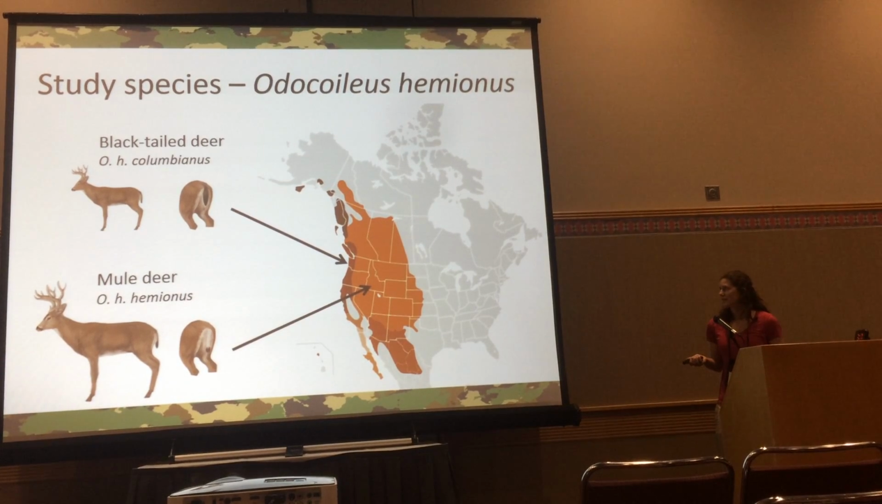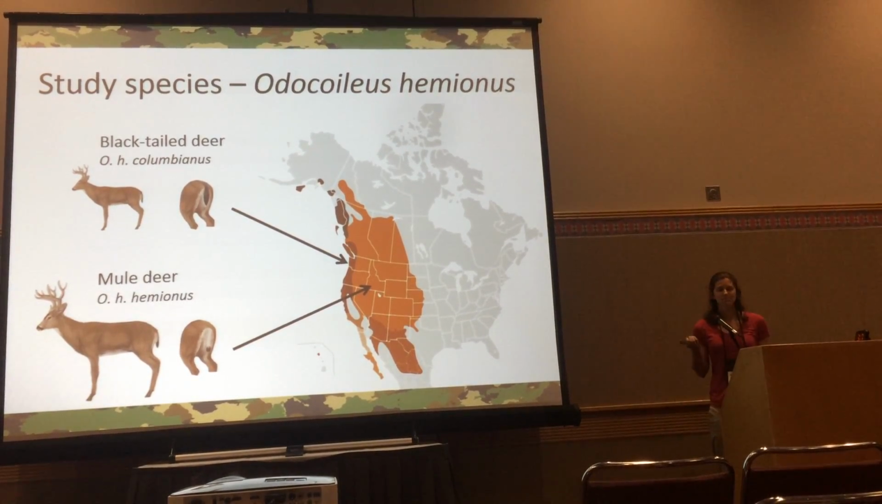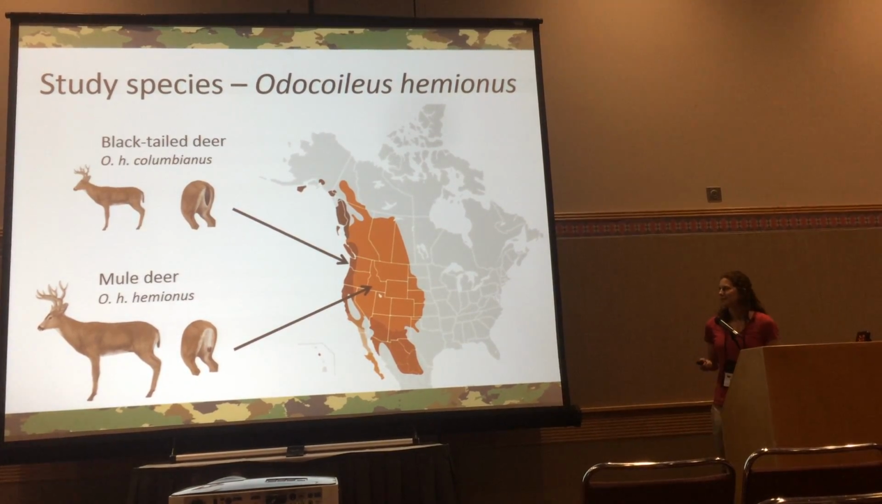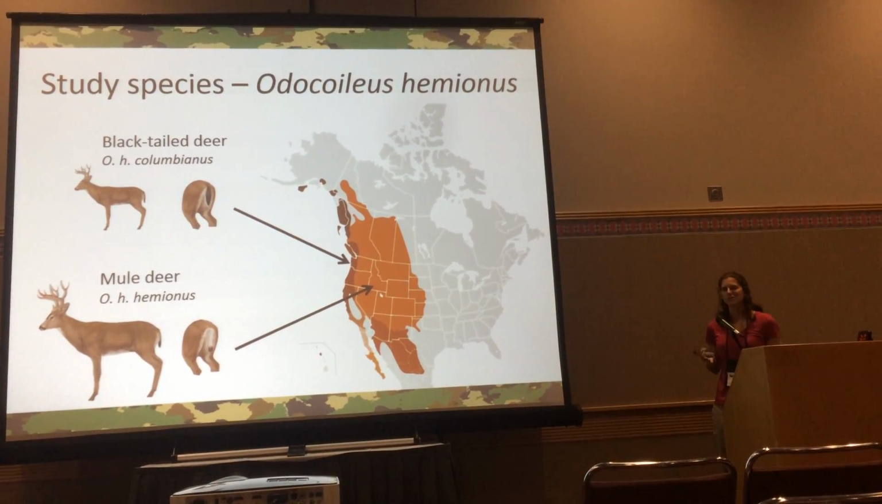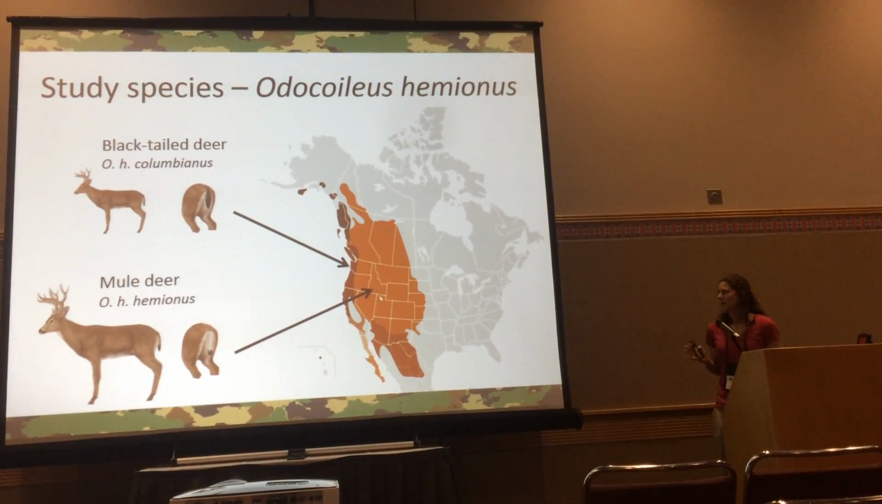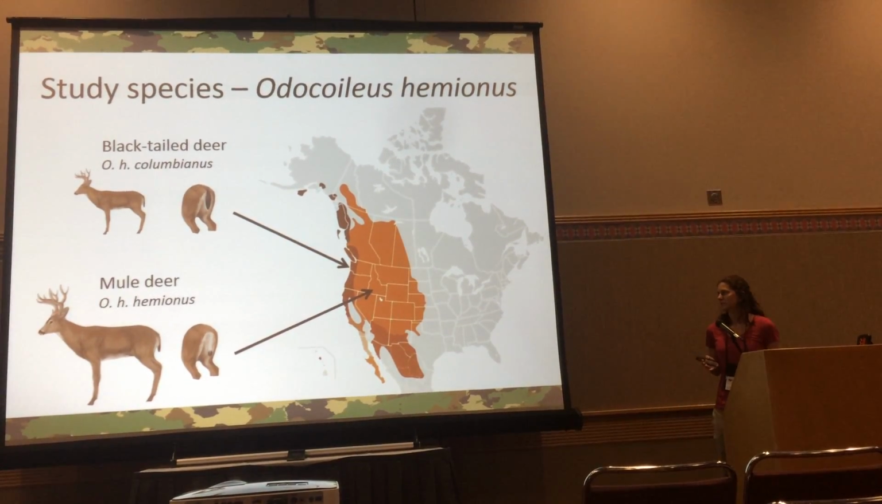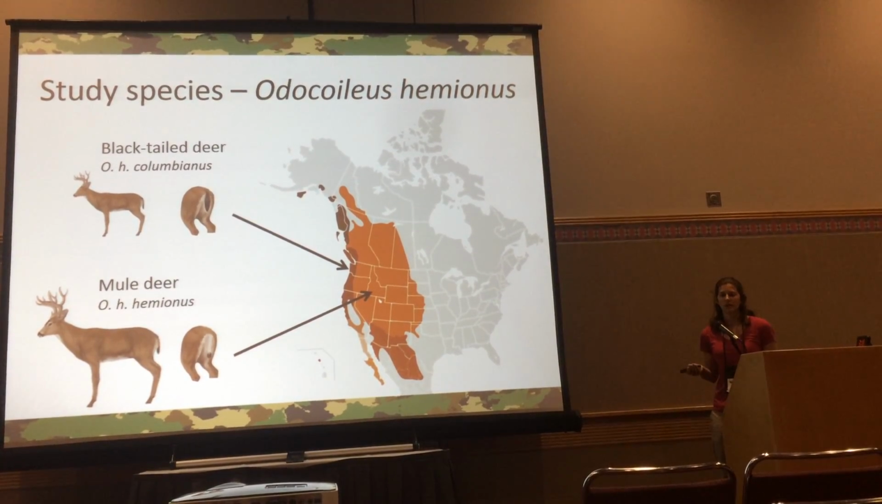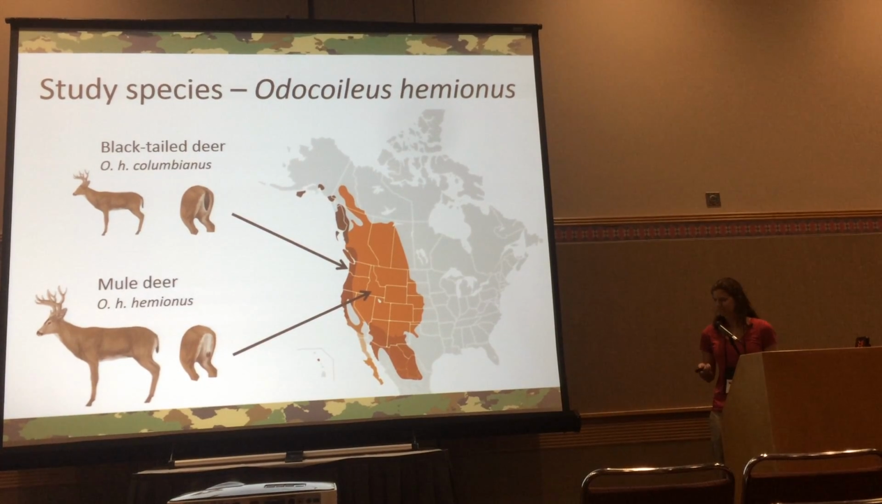And a little bit about these animals. Black-tailed deer have black tails. Mule deer do not. Blacktails are also about half to 2/3 the size of their mule deer counterparts. And both of these subspecies have great dispersal abilities, and they can move up to 25 kilometers.